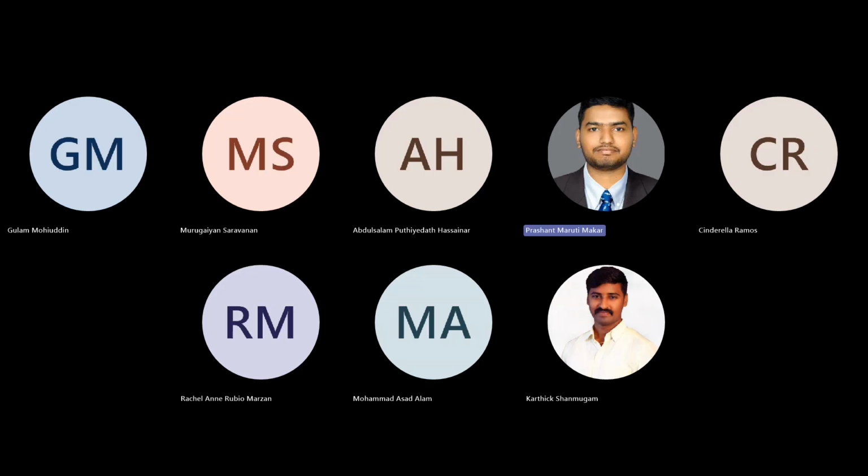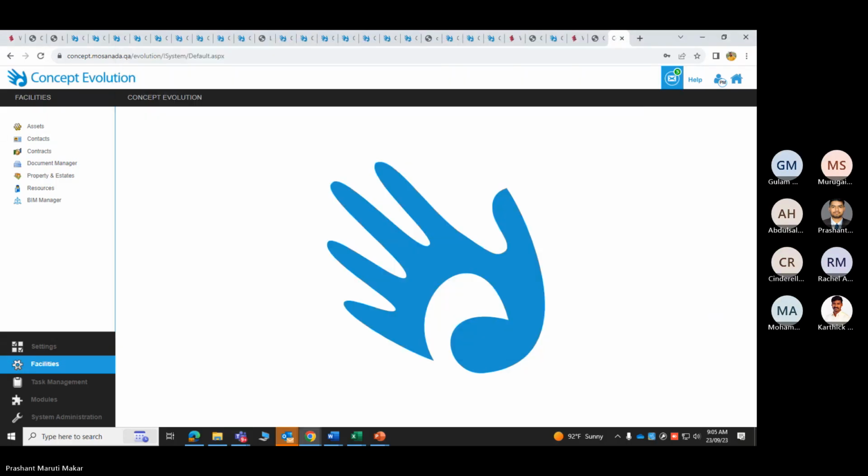Once you log in, you will see this type of user interface. This is a CAFM user interface where you can see all the menu options on the left side, whereas the grid window is on the right side.